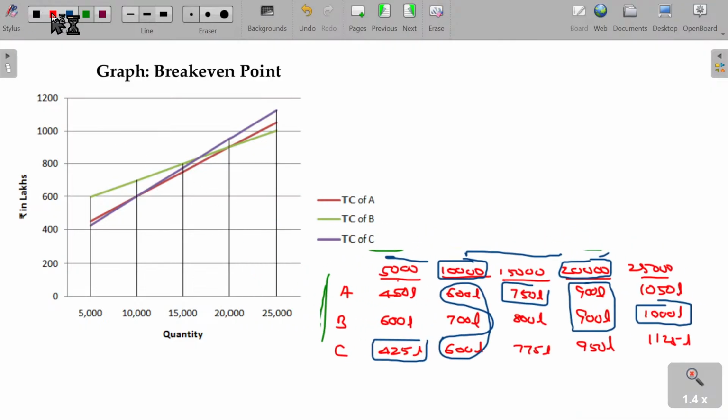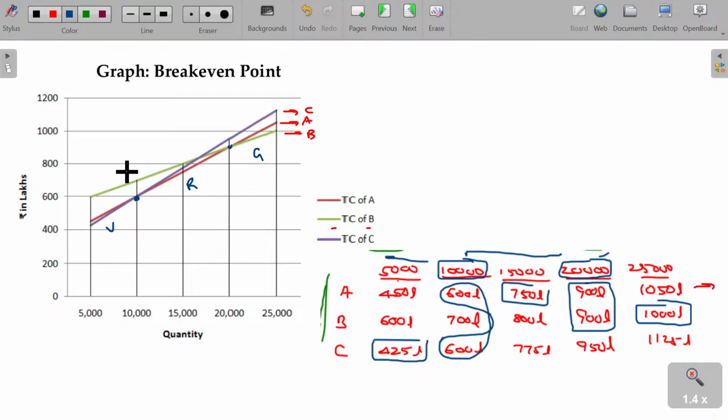See the graph. This one is A, this way. And green color is B. This one is B. And violet color is C. You see the lower value. This is the point where here violet is lowest cost. And from here to here, red is lowest. From here to here, green is lowest.